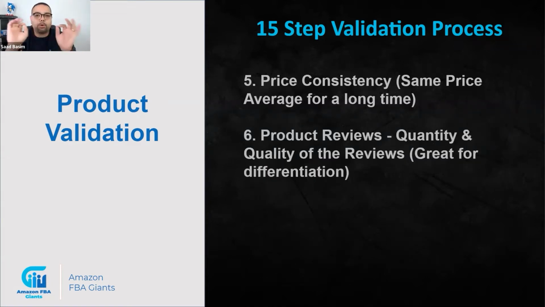Number 6, product reviews. We're going to talk about the quantity and quality of the reviews. If you look at the reviews, it's a great way for differentiation, but here we're not talking about differentiation, but the quantity. Now, the quantity doesn't matter as much for me. I could have 1,000 reviews, but my rating is 3.6 stars. That's not good. Below 4 stars is not good. Anything over 4 stars, you're good. Anything over 4.5, you're amazing. So I need to look at the reviews.